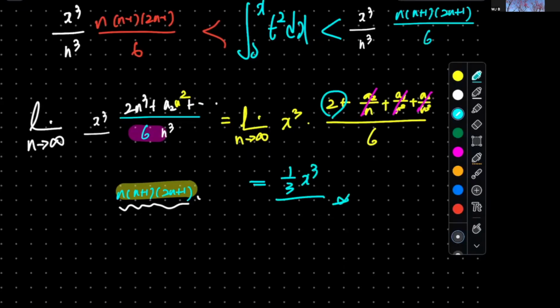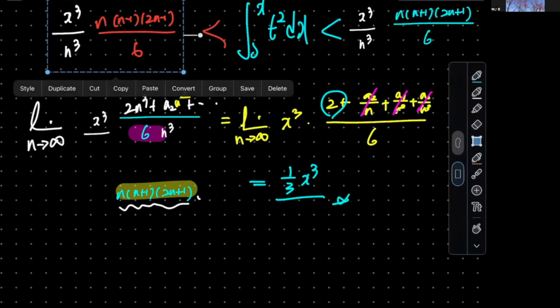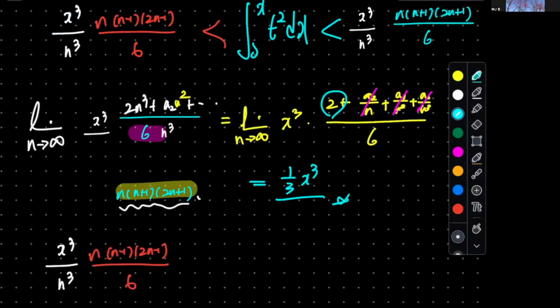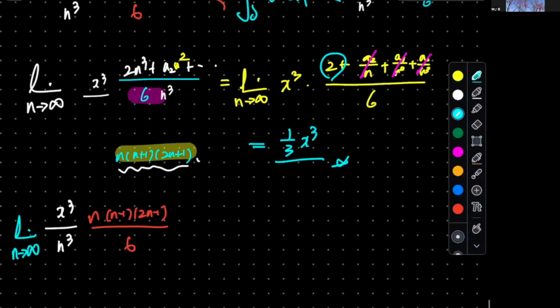So in fact, 2 over 6 is 1 over 3 x cubed. That's your right-hand side. And in fact, you can do the same thing on the left-hand side when taking the limit. It will also give you 2n cubed as a leading term, and 6n cubed is the one in the bottom. They have the same power, so you only follow their leading coefficient. So it's also going to converge to 1 over 3 x cubed.